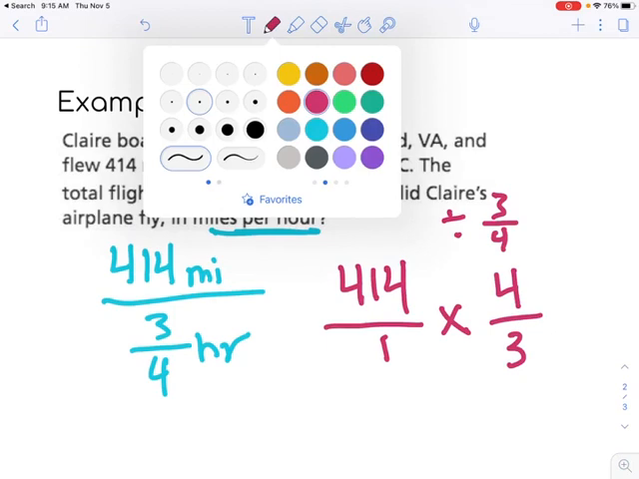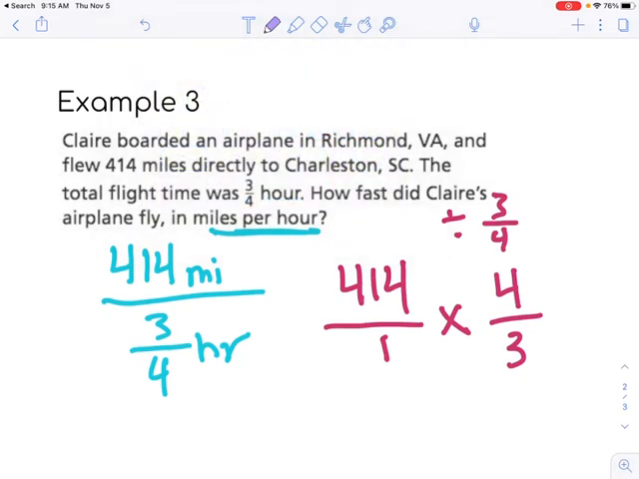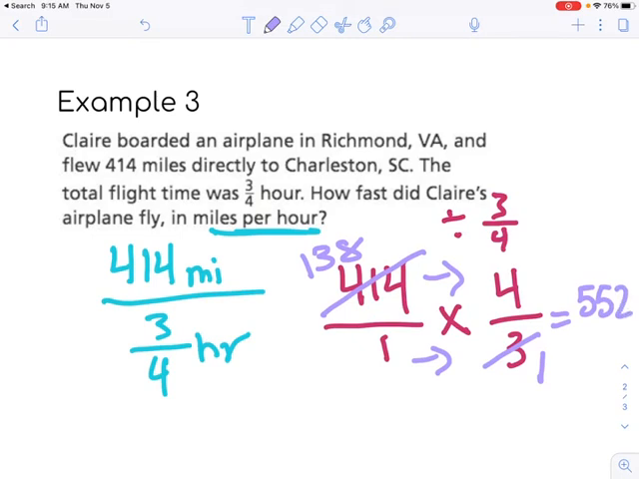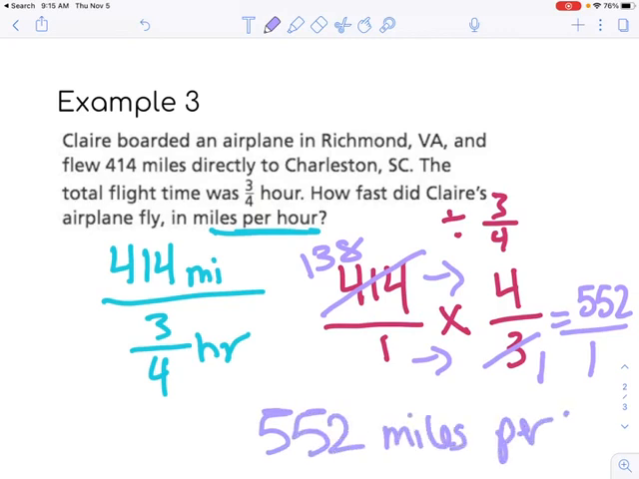So in this case, I'm going to go ahead and simplify again before I multiply, to make it a little bit easier on myself. 1 and 4, we know are in simplest form, but 3 and 414, we can simplify here. We can divide both of these by 3. So 3 divided by 3 is 1. 414 divided by 3 is 138. So now I can just multiply straight across. 138 times 4 is 552, and 1 times 1 is 1. So she is traveling 552 miles per hour.